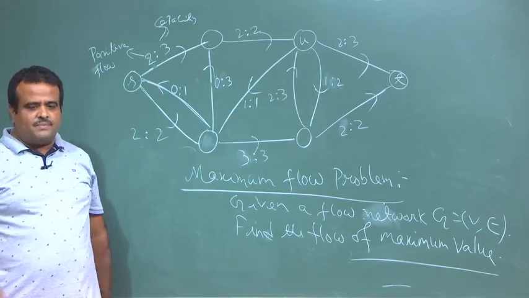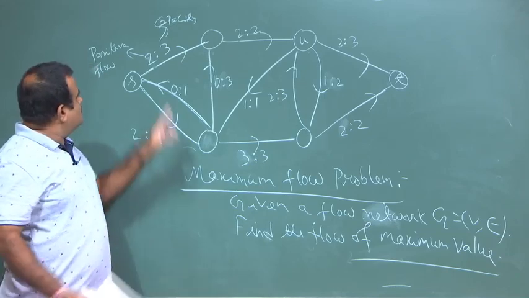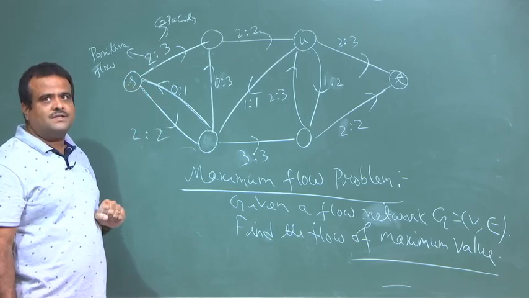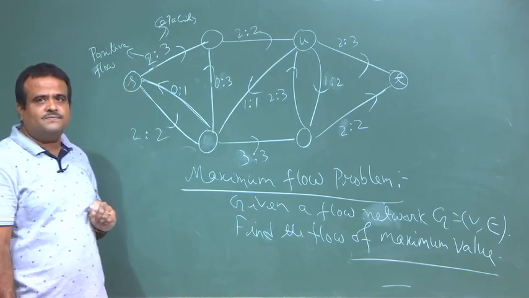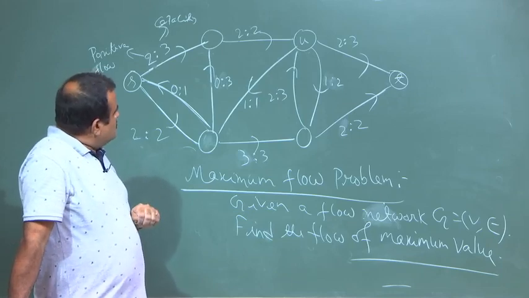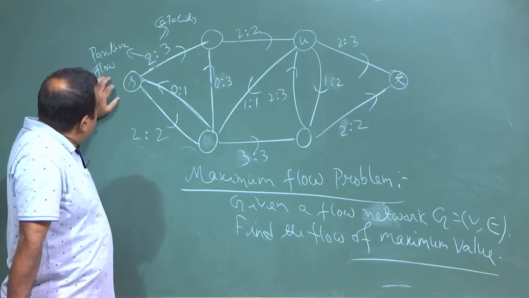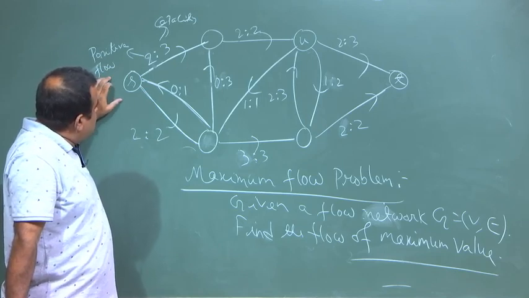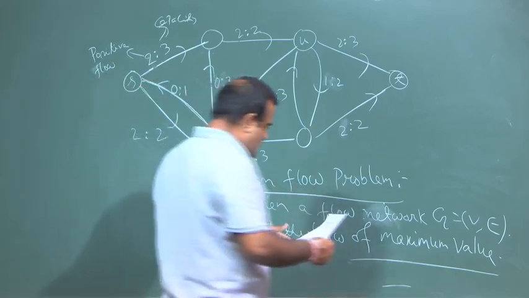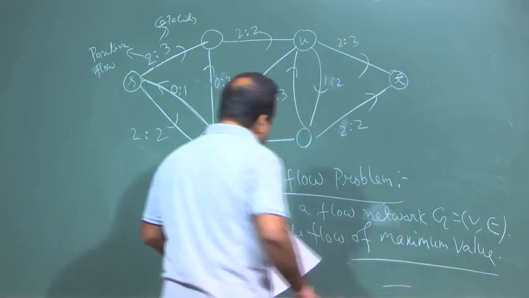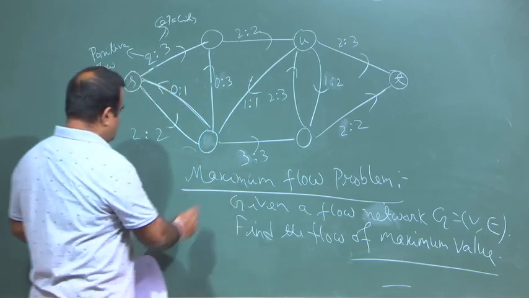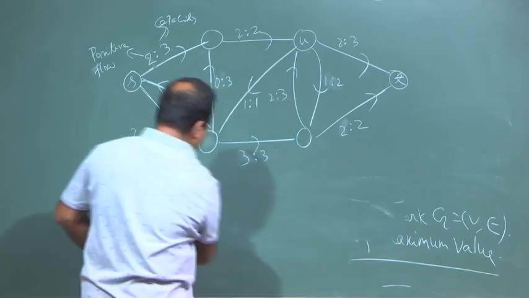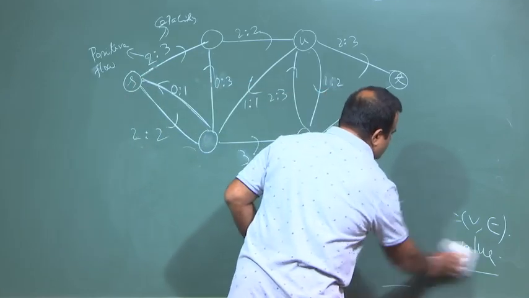Now, is this the maximum? Can we pass 5? Because this is 3, this is 2, so the outgoing capacity is 5. So now the question is, can we pass 5? Oh, that we have to check. That may not be possible. You can check that it is not possible. I think 4 is the maximum flow value. So, 4 is the maximum flow value. We'll see how we can get that.